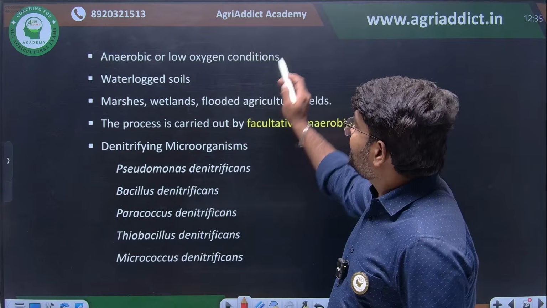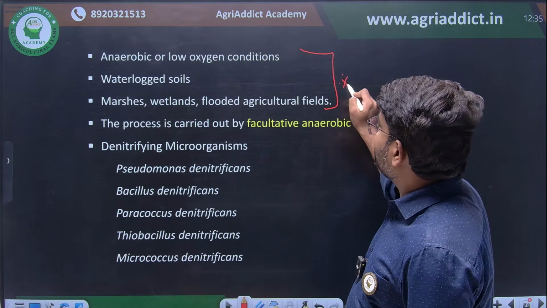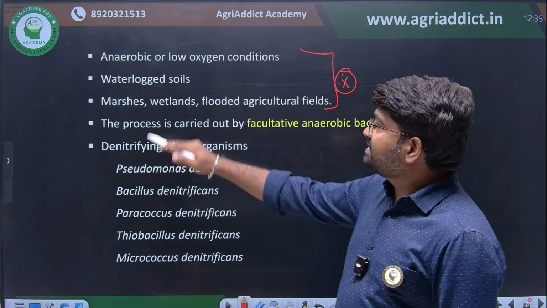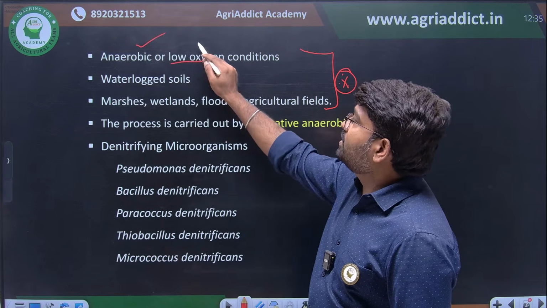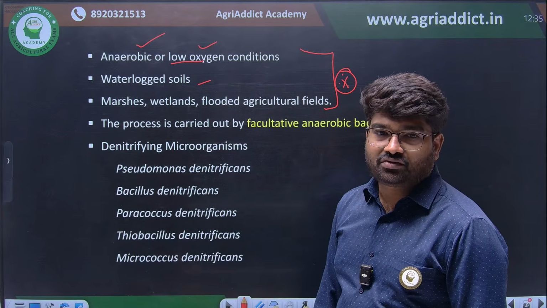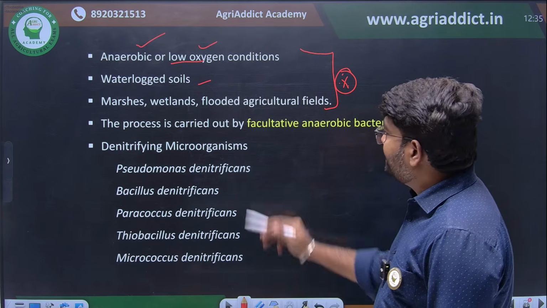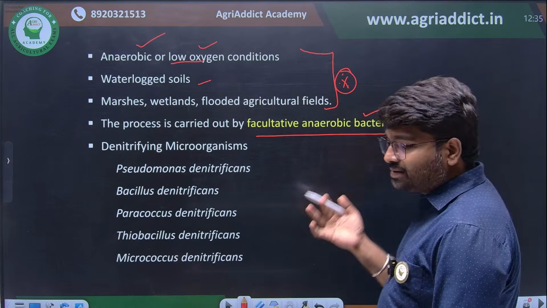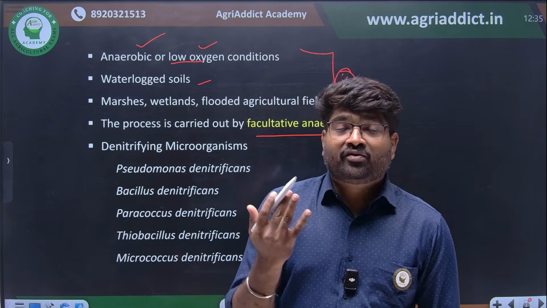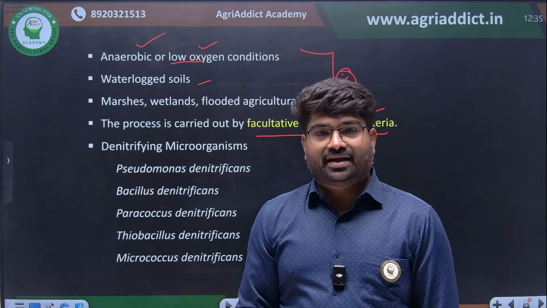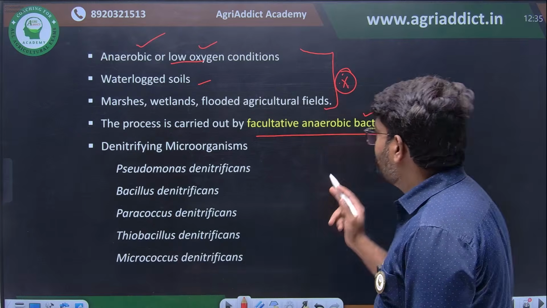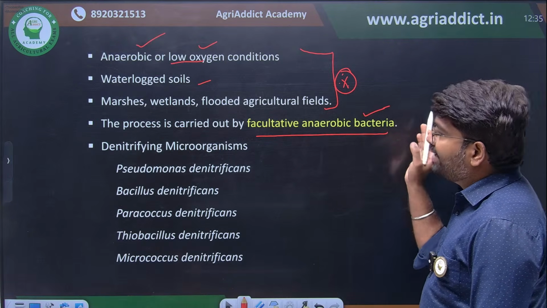These are the conditions required for the denitrification process. First, anaerobic or low oxygen conditions should be there. Waterlogged soil should be there, which we have also seen. And the most important thing is the bacterium, since it is a microbial process. The bacteria involved will be majorly facultative anaerobic bacteria. This is another important point: it is a facultative anaerobic bacteria.